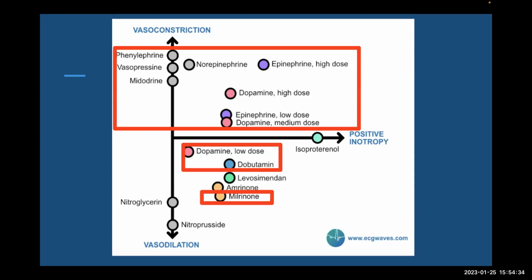But also keep in mind, especially for dopamine and epinephrine, depending on the dose you give, they can have different effects. A higher dose of dopamine is going to give you way more vasoconstriction versus a lower dose. And epinephrine, same thing. The higher you go with epinephrine, the more vasoconstriction they're going to have, and they also have a little bit more positive inotropy. So keep in mind the different effects a drug can have just based on the dosage.